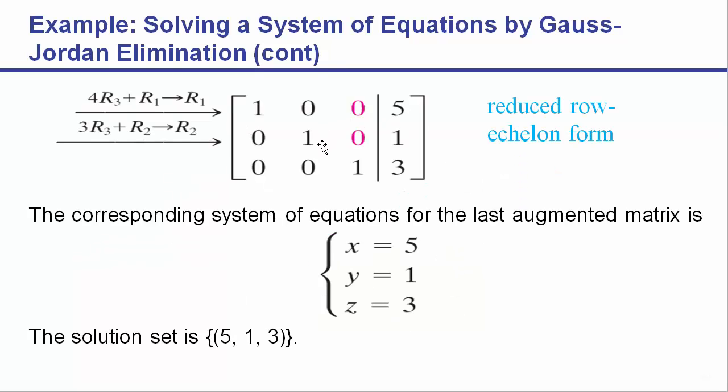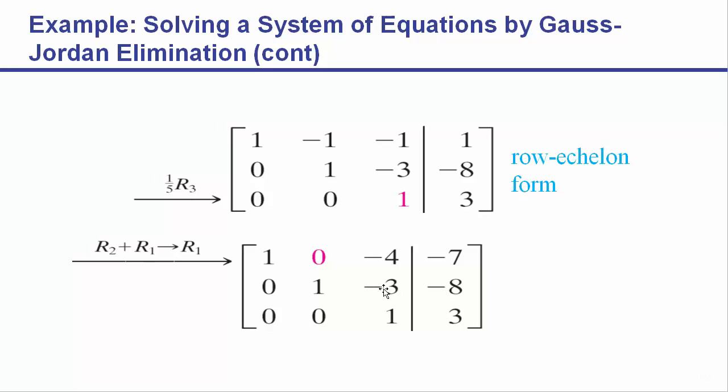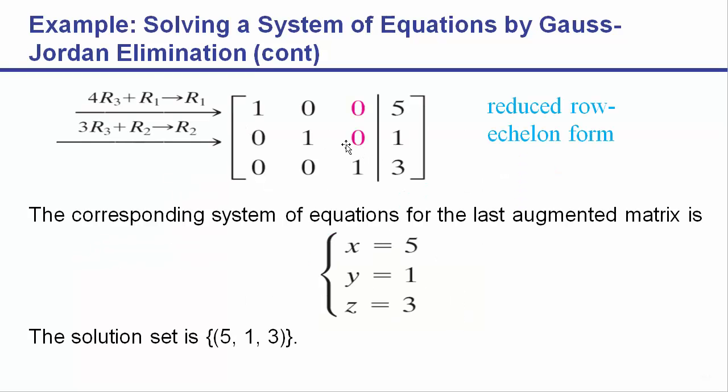And then to get rid of this negative 3, we have to multiply the bottom one by 3 and add it. Those will go away, and then this will be 9 minus 8 is 1, right? So that's where we got this. And now that we have all zeros everywhere but the diagonals, we're done. This says 1x plus no y's plus no z's equals 5, so x equals 5. No x's plus 1y plus no z's equals 1 means y equals 1. And then no x's plus no y's plus 1z equals 3 means z equals 3.